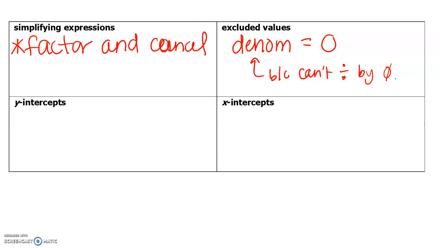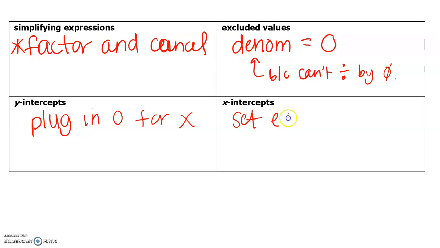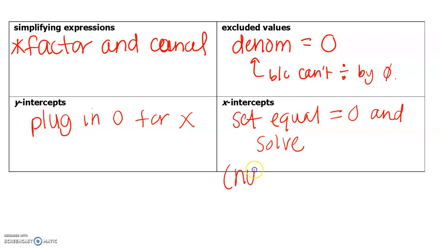And so characteristics. We looked at characteristics already as a review. We know the y-intercept. To find that easily, you're going to plug in 0 for x. For the x-intercepts, you're going to set equal to 0 and solve. If you have an expression that's just a fraction, like there's nothing added or subtracted on the outside of that, oftentimes we're just going to set the numerator equal to 0. So that is the first part I want to review.